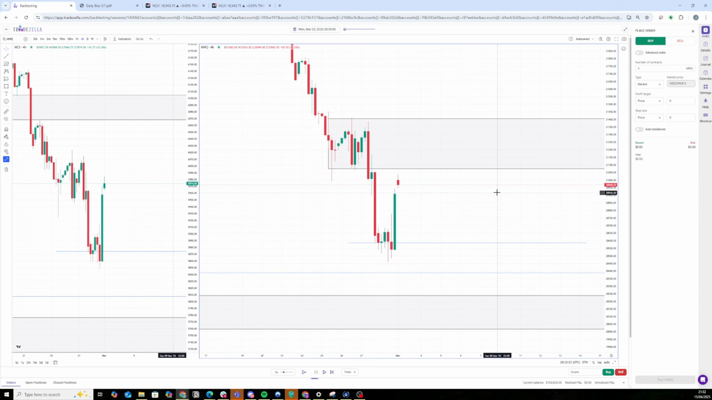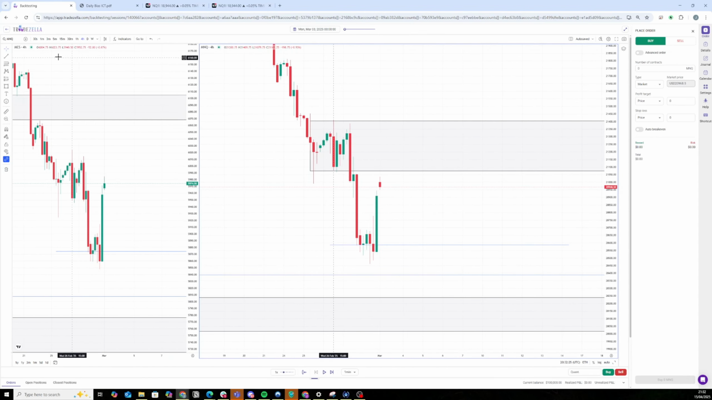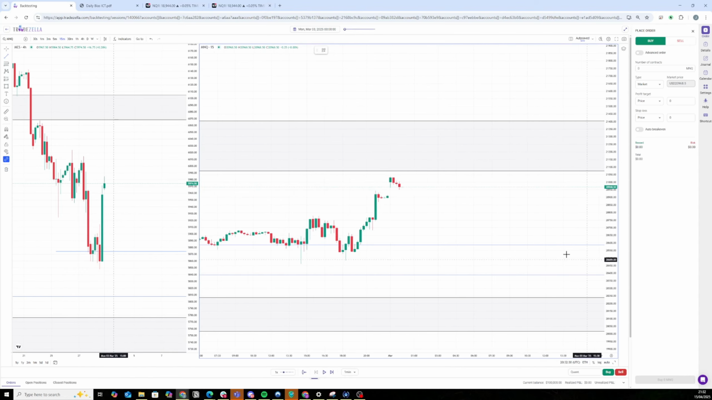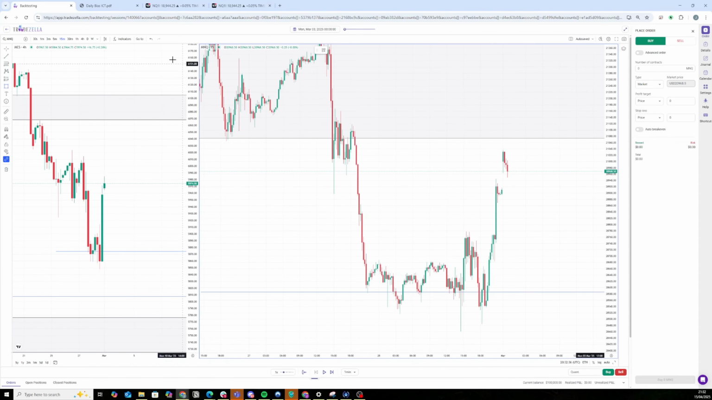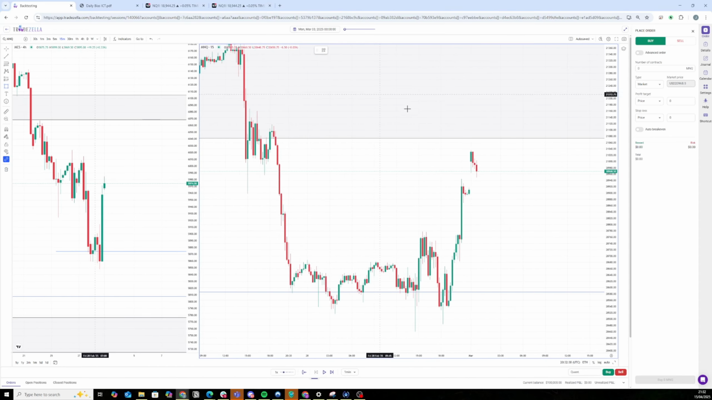I mean, I'd probably be looking on the 15-minute. Okay, so we've got a 15-minute gap on the day. So I'd probably look to see this gap get filled and then us push up before we come down.